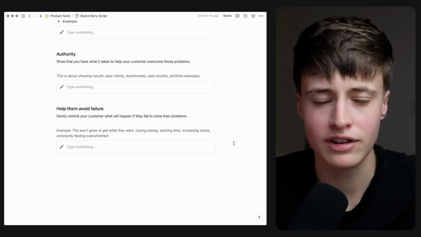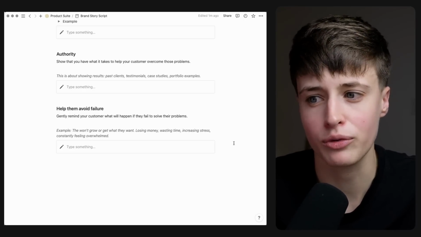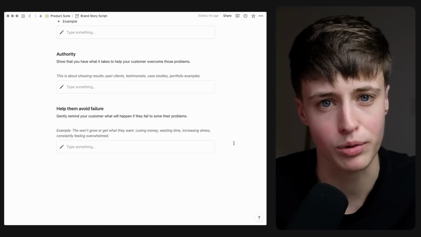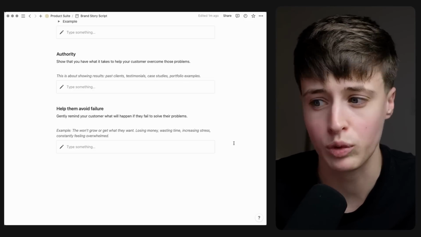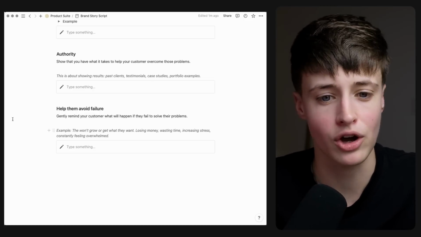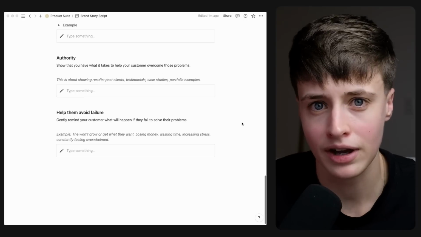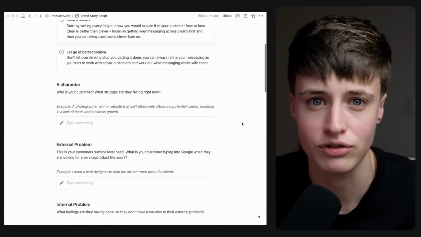Failure. So this is about gently reminding your customers what will happen if they fail to solve their problems. For example, they won't grow or get what they want. They'll lose money, waste time, increase stress, feel overwhelmed. It's not about making people feel bad. It's just giving them a gentle nudge in the right direction. And I'm going to show you how you can do this in the next part in a way that doesn't feel icky. So take some time to fill this out and try and keep it really simple.